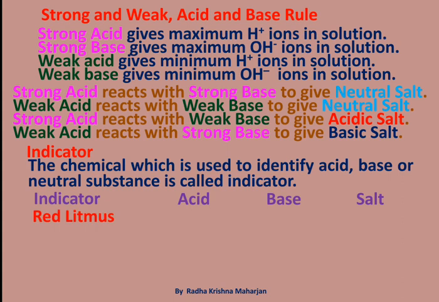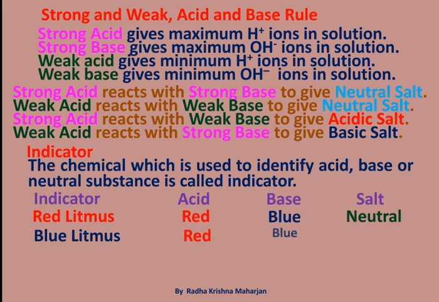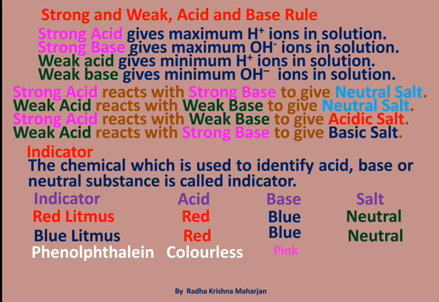Red litmus: red, blue, neutral. Blue litmus: red, blue, neutral. Phenolphthalein: colorless, pink, neutral. Methyl orange: red, yellow, neutral.